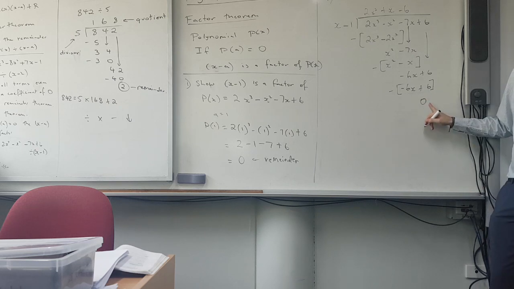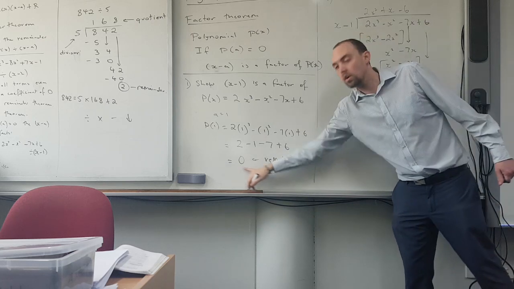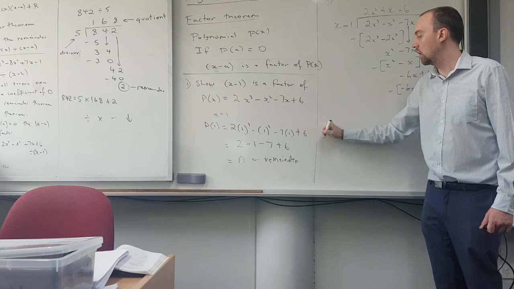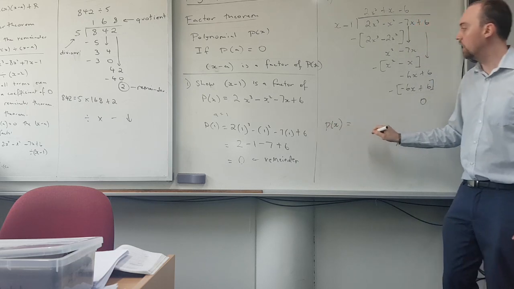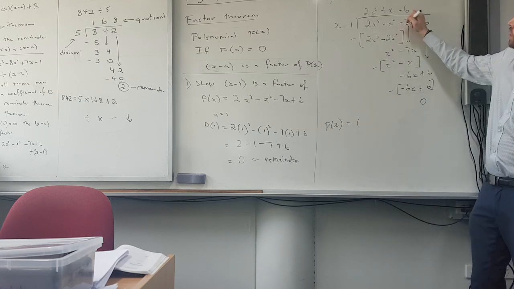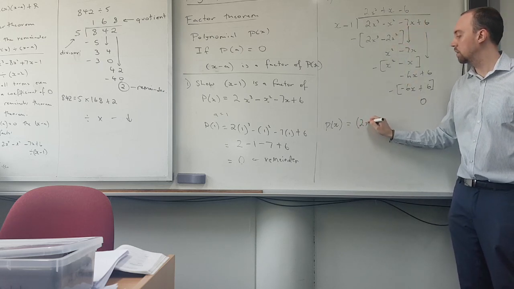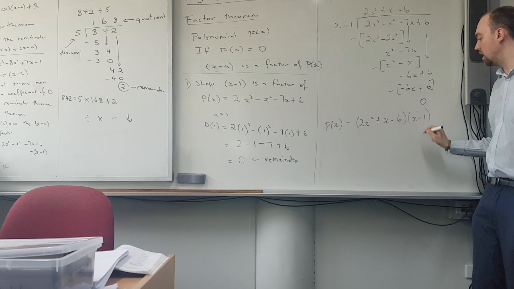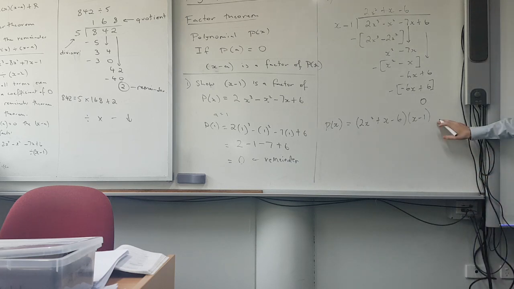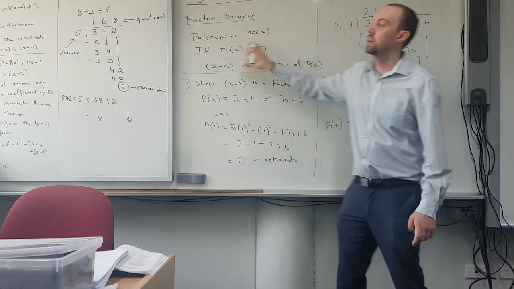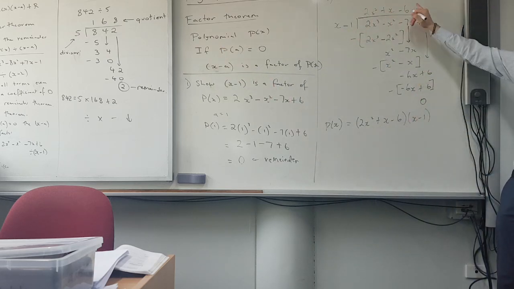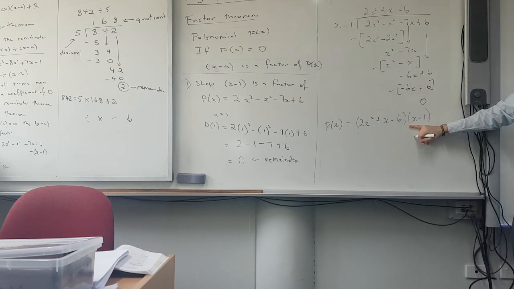Remainder is 0. That's good, because that's what we showed in the first place. This means that my polynomial is now my quotient, times by my factor. And I'm adding nothing because I've got a remainder of 0. That goes back to the first thing that I wrote up here. P of x is equal to my quotient, that's this part here, times by the factor that I just took out.